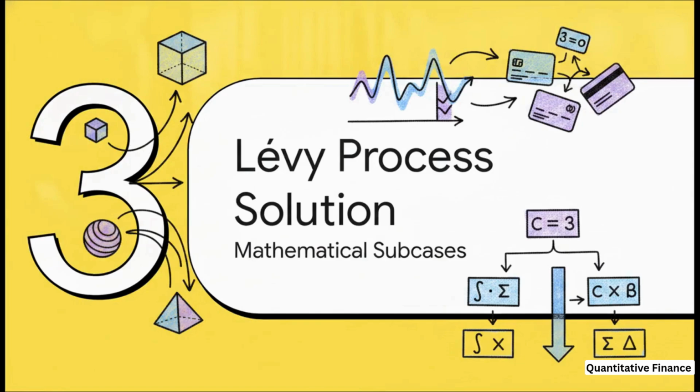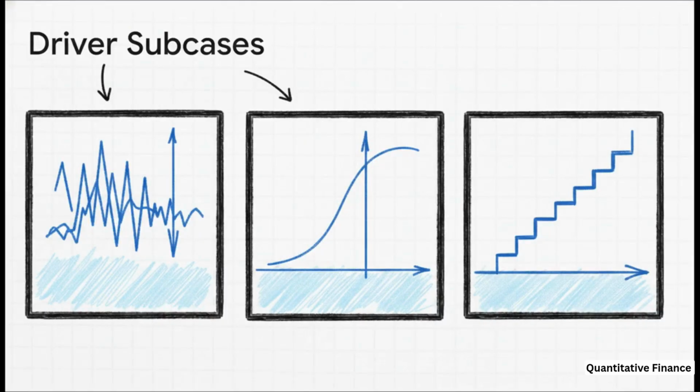Section 3. The Lévy process solution. So the paper breaks down the driver into three specific subcases based on their parameters. First up, we have linear Brownian motion with exponential jumps, or LBM plus exp, where volatility is greater than zero. Second is the Cramér-Lundberg model. This one is rooted in classical insurance mathematics, where the drift is negative and volatility is exactly zero. Now, both of these first two allow for a firm to experience a huge shock, but then actually recover over time. Finally, the third subcase is the subordinator benchmark.